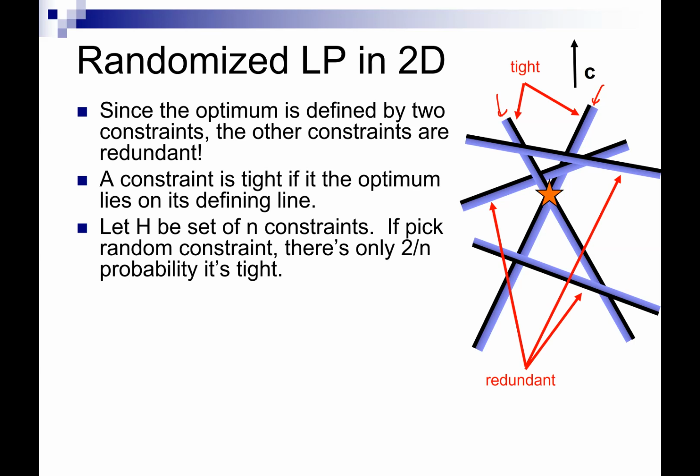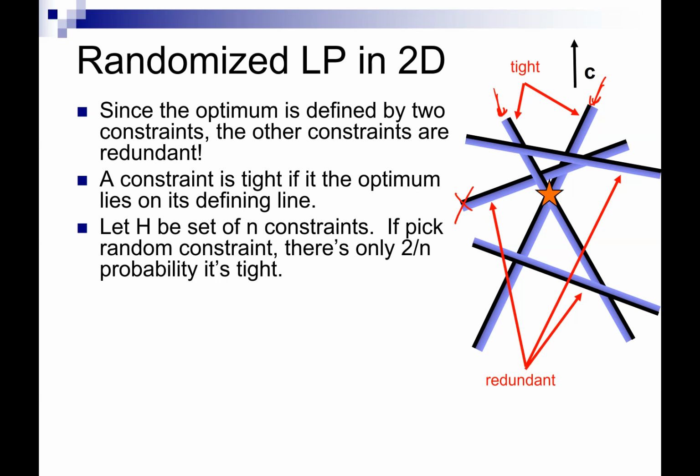For all of the other constraints, we can take them out and it does not affect the optimum. For example, if you just took out this constraint, this red star here is still the point which optimizes in the c direction. Because we need to be beneath this line and also beneath this line. The highest point which is beneath both of these tight constraints is going to be this red point. These redundant constraints are not going to change the optimum at all.